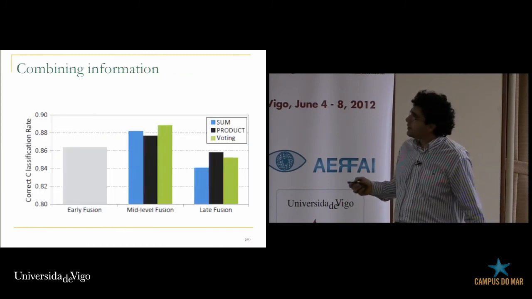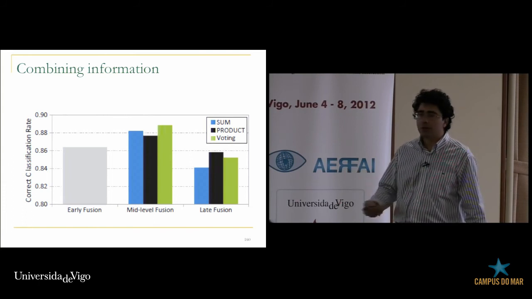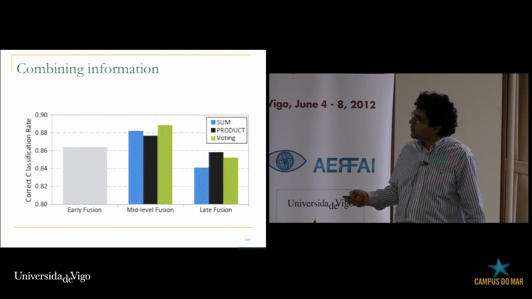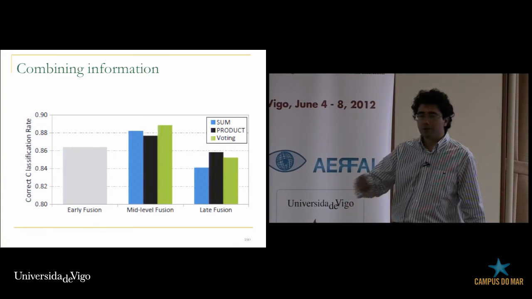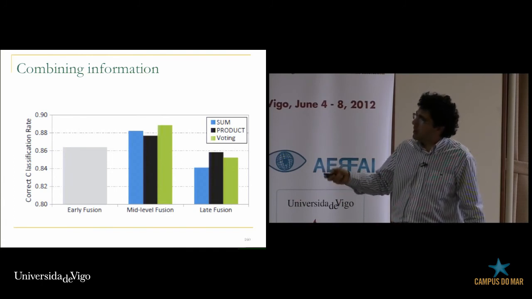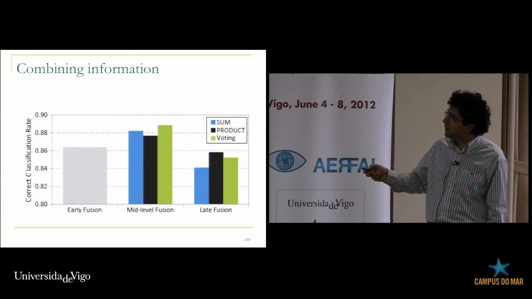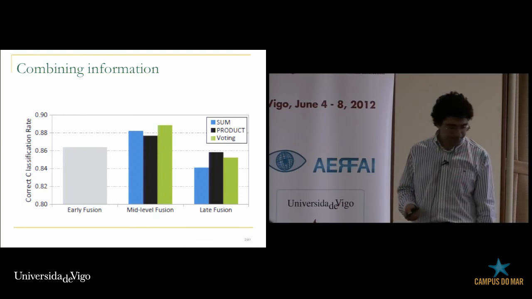And here is the result of combining information. Because we're getting a lot of different results from different locations on the face, you can do an early fusion, mid-level fusion, just after the feature selection has happened, or decision level fusion. And apparently the mid-level fusion is better. And voting gives us quite 89% accuracy over a 400 subject data set. That's pretty good.